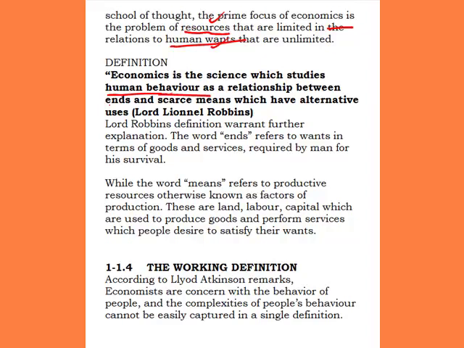Human behavior as a relationship between ends and scarce means which have alternative uses. This definition was propounded by Lionel Robbins. He is saying that economics is a science which studies human behavior.